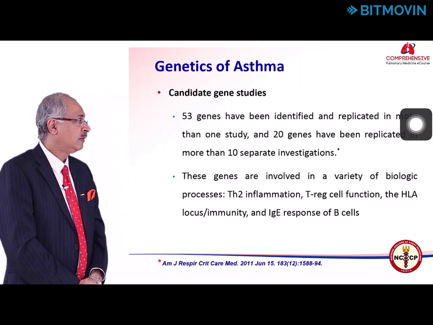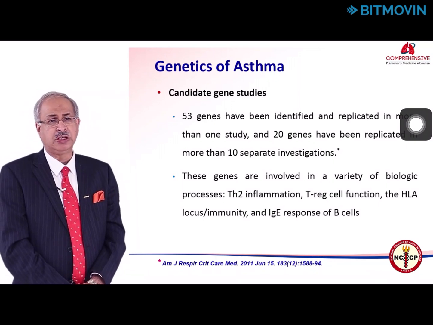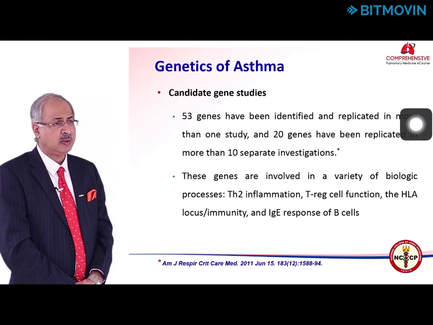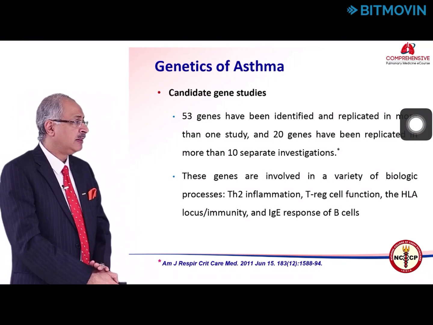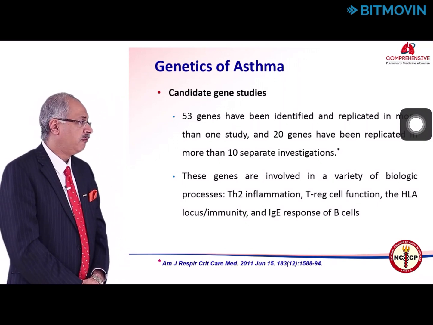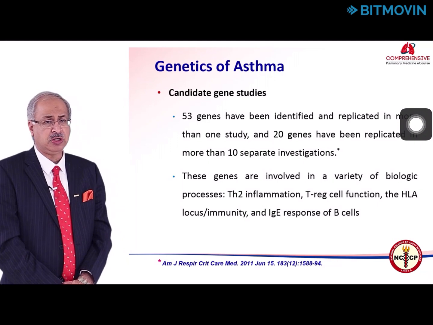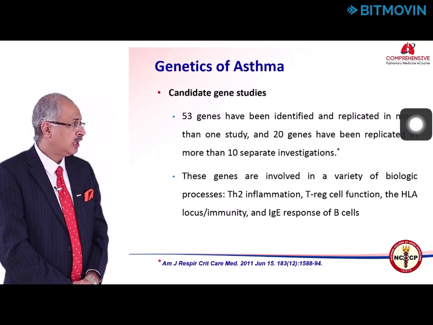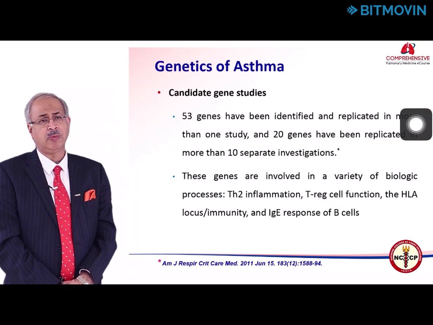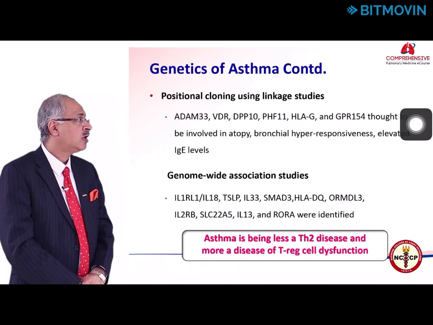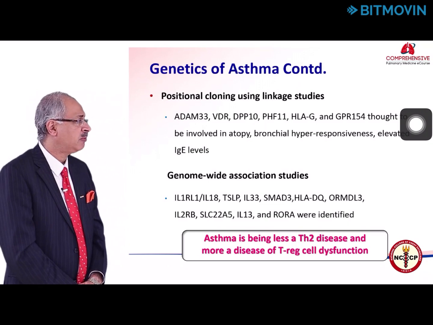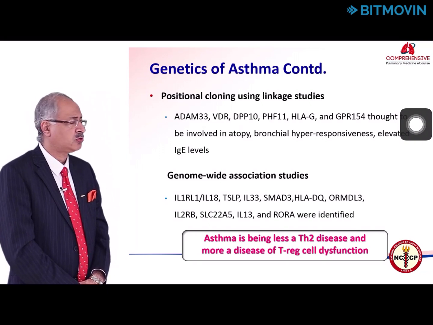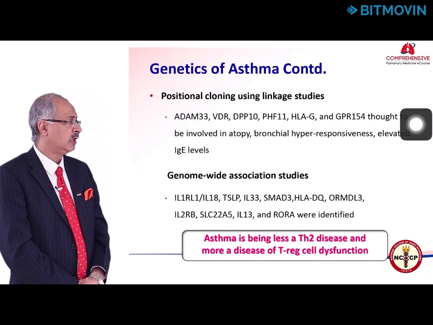Now today we know that candidate gene studies have identified a number of genes with polymorphisms which predispose people to both developing asthma as well as atopy. These genes have been found to be involved in a variety of biological processes, primarily Th2 inflammation, which drives the eosinophilic responses, as well as the T cell regulatory functions, in addition to the HLA locus immunity and immunoglobulin responses of the B cells. Positional cloning using linkage studies has identified problems at certain areas which are thought to be involved in atopy, and genome-wide association studies also show problems in interleukin 1 receptor, interleukin 18 and so on and so forth.